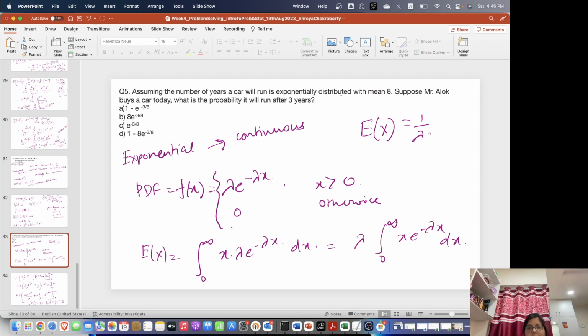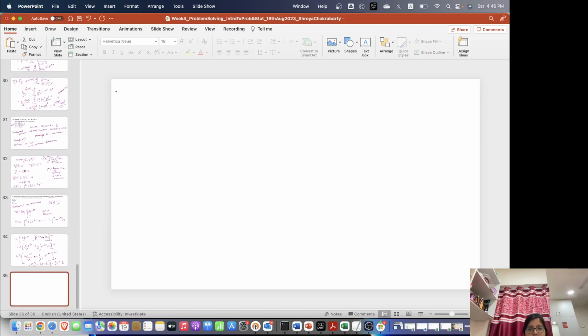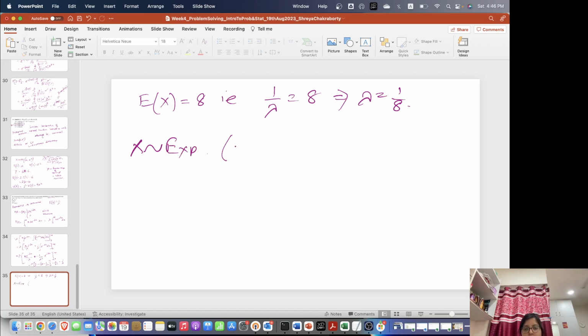Here we have been told that it is distributed with a mean of 8. So what we have essentially is expectation of x equal to 8, that is 1 by lambda equal to 8. So lambda is 1 by 8. So x follows an exponential distribution with mean equal to 8. Now we have to find the probability x greater than 3.